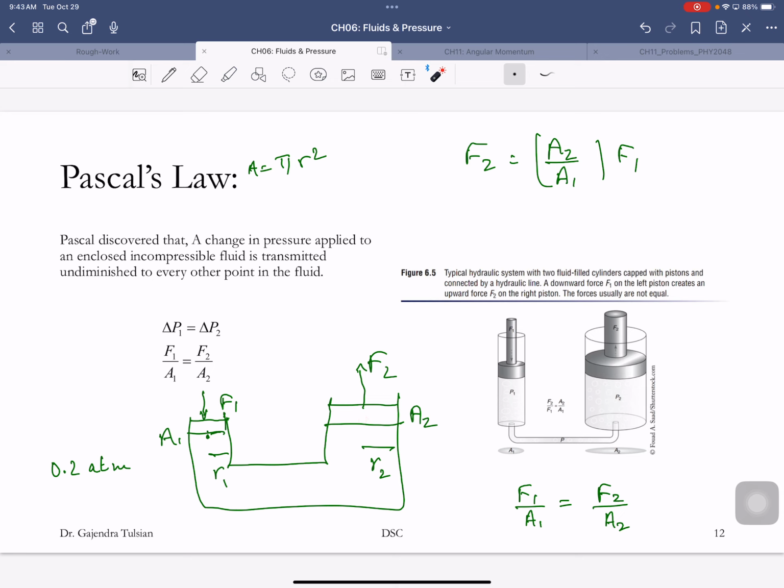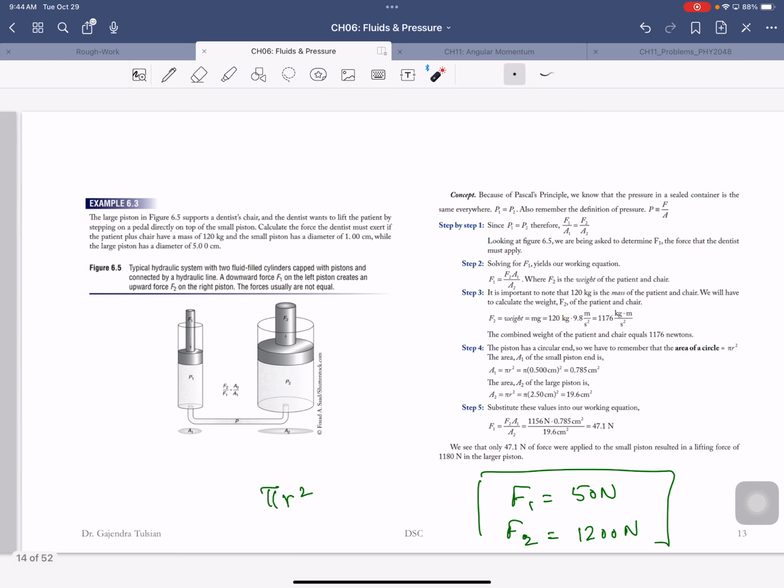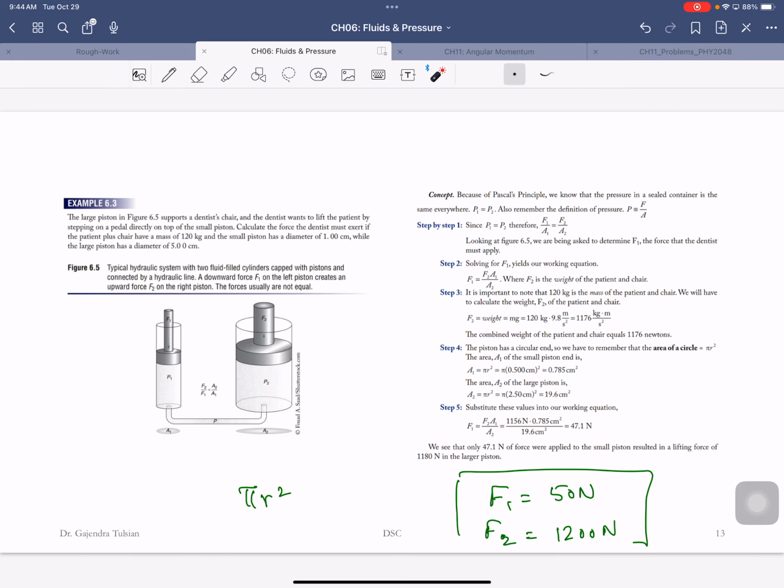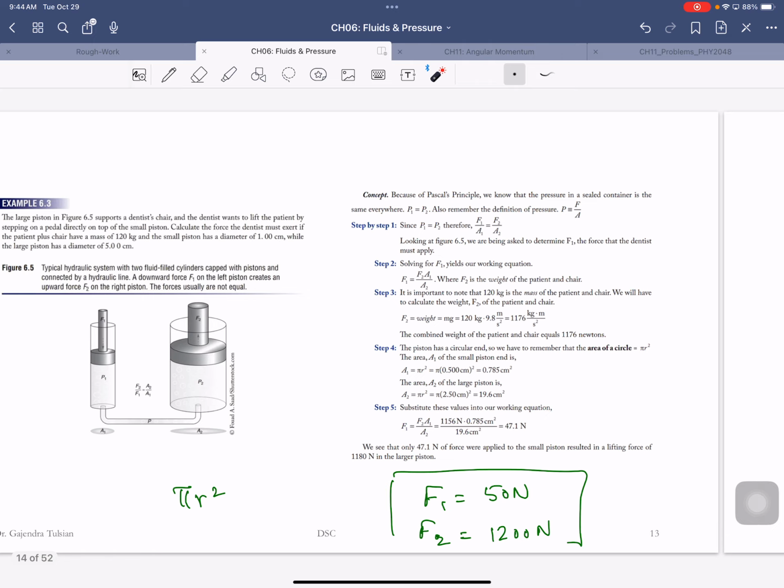One of the applications is the dentist chair. The dentist is pushing with his pedal there and lifting the patient up. So you can see that with an input force of 50 newtons, you can get an output force of 1200 newtons. An input force of 50 newtons is giving you an output force of 1200 newtons.